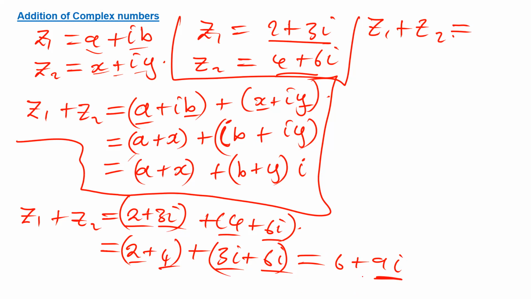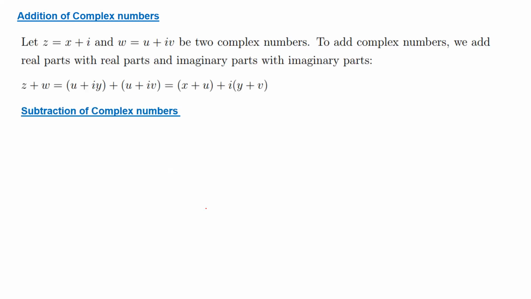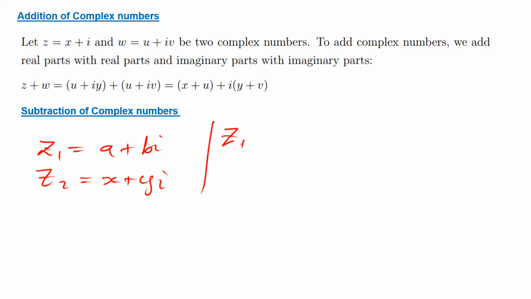So this is the solution to the first example that I've given. I've talked about all this. And then subtraction of complex numbers, we do the same. If you have Z1 as A plus BI, then you have Z2 as X plus YI. When you've been told to subtract Z1 from Z2, so that is Z2 minus Z1.